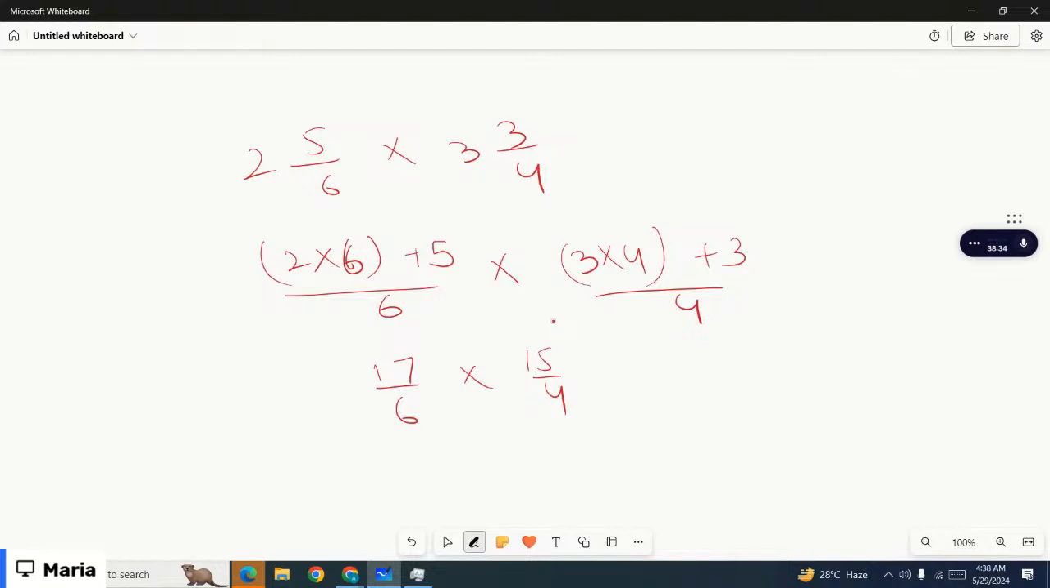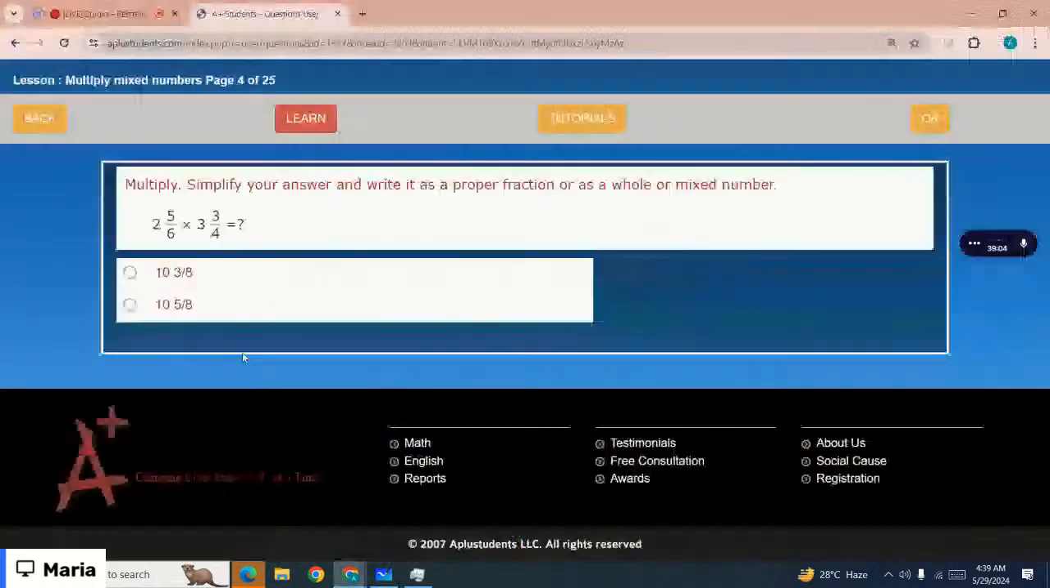So you can reduce. 3 times 5 is 15 and 3 times 2 is 6, right? So 17 times 5 is 85 over 8. So just divide. 8 times 10 is 80. You have 5 here. That is 10 whole 5 over 8. So the correct option is 10 whole 5 over 8, right? Option number 2 is the correct option.